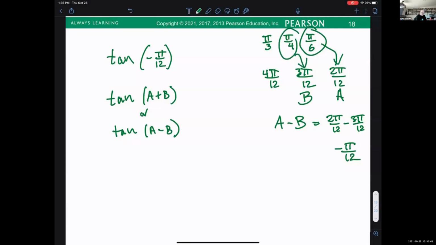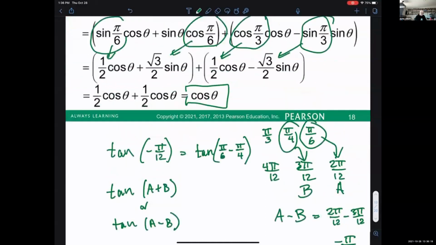So that means I'm going to write this as the tangent of pi over 6 minus pi over 4. And if I take pi over 6 minus pi over 4 and get a common denominator, I end up with negative pi over 12. So that's why I can replace negative pi over 12 with that difference. So then I would use the formula for tan of a difference, which I have right up here.